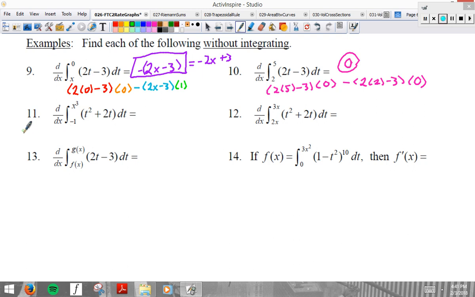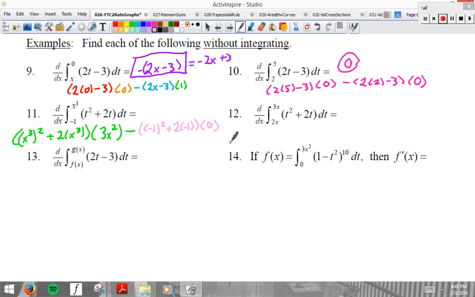Plugging in the top bound, x cubed squared plus 2 times x cubed times the derivative of x cubed, which is 3x squared, minus, you would plug in -1 very carefully, with parentheses, I hope, all times the derivative of -1, which is 0.